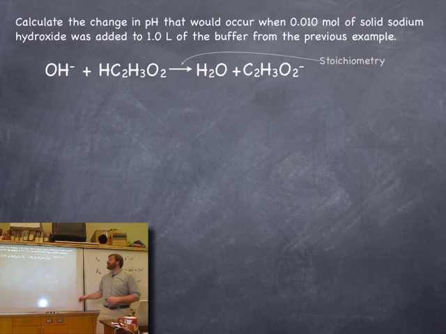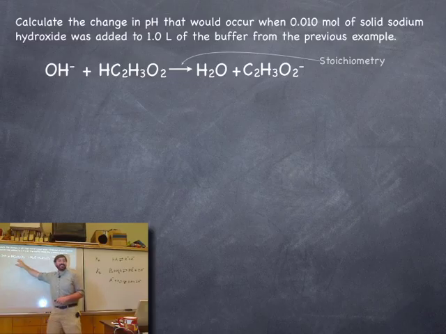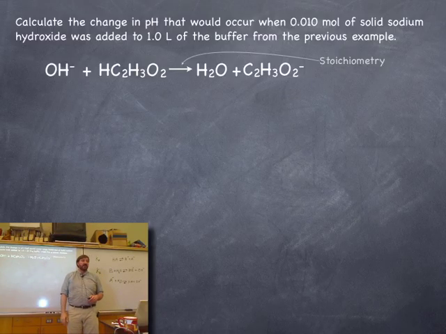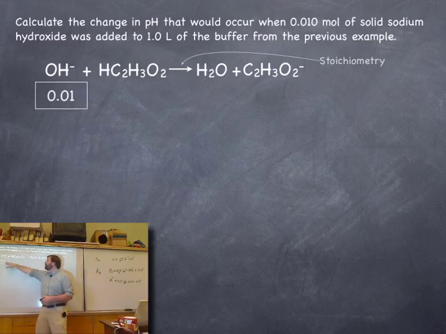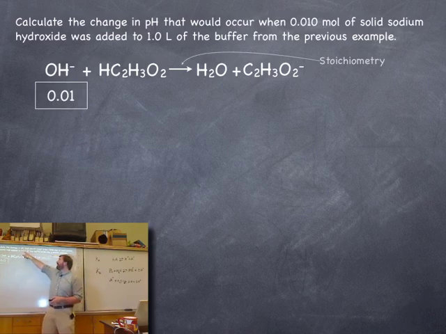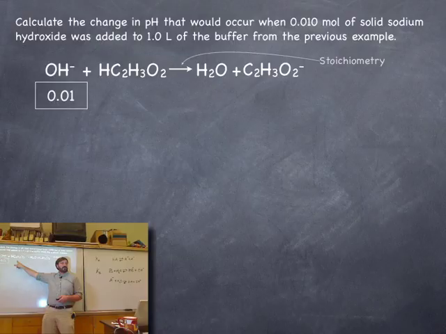So if I'm adding a base, it reacts with the acidic part of the buffer. If I added an acid, I would reverse this equation to a certain extent, and it would react with this. So a buffer has both an acid and a base. We use a weak acid and its conjugate, so it can go either way. So I know that I have 0.01 moles of this stuff. Now I used a volume of 1 liter so that I know how many moles of this do I have in the solution.